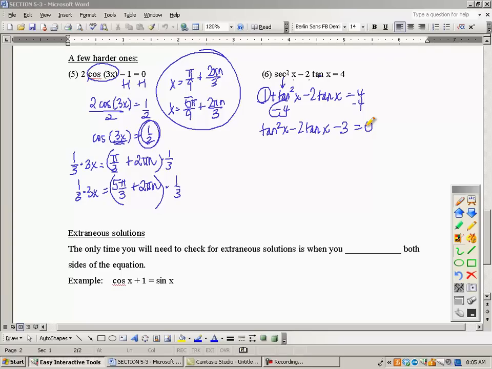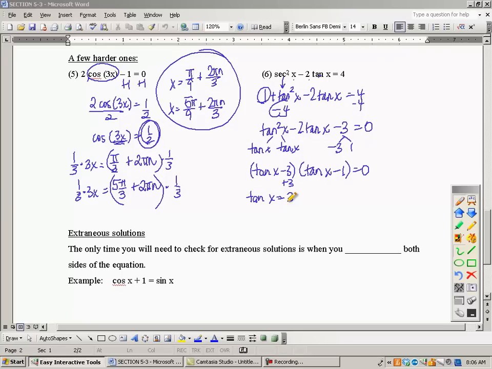All right, and I'm going to factor this just like I normally would. Tangent squared is a tangent times a tangent. Negative 3 is negative 3 and positive 1, since you have to add to a negative 2. So I have the tangent of x minus 3 times the tangent of x minus 1 equals 0. All right, here we go. We add 3. So the tangent of x equals 3.